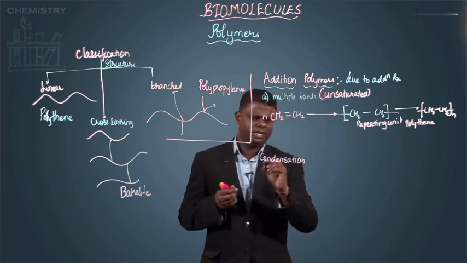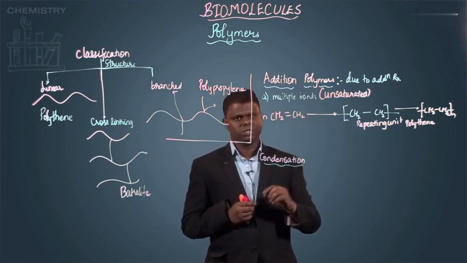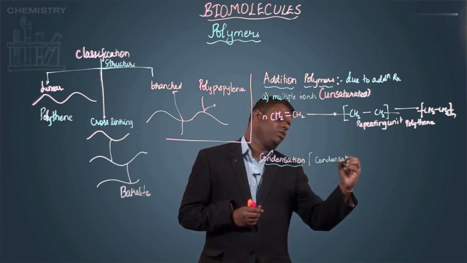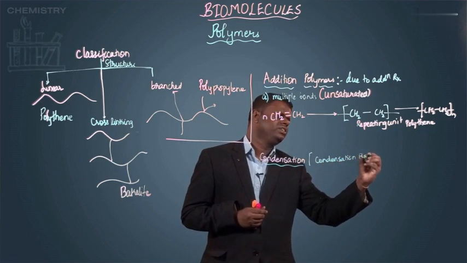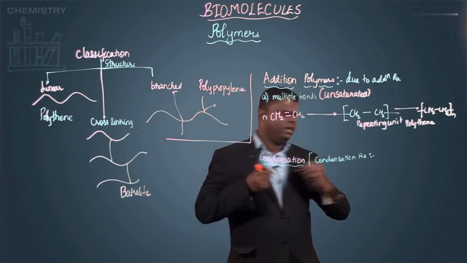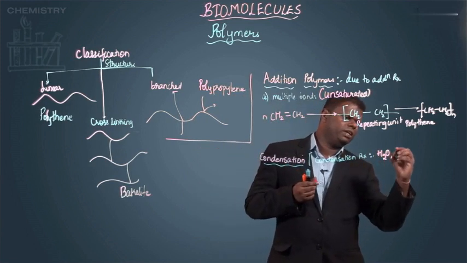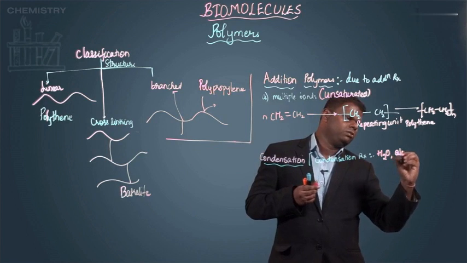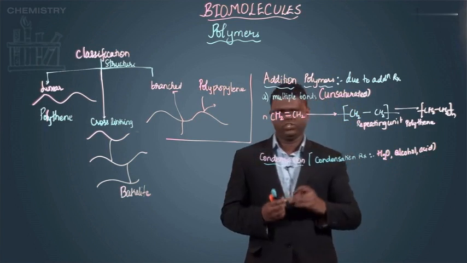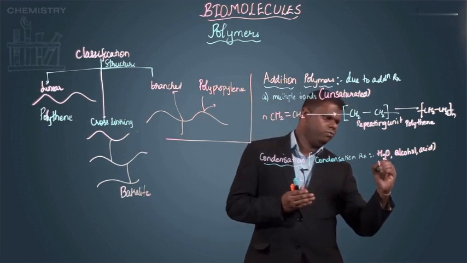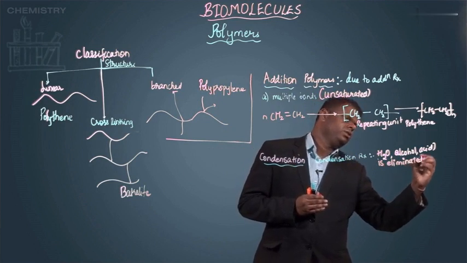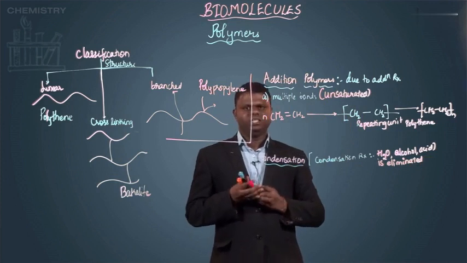So then the next is condensation polymer. Condensation polymers are the polymers obtained due to condensation reaction. So what exactly do you mean by condensation reaction? Condensation reactions are those reactions in which small molecules or low molar mass molecules like water, alcohol, or an inorganic acid like HCl, HBr, HI are eliminated from the molecule. So this is nothing but condensation reaction.